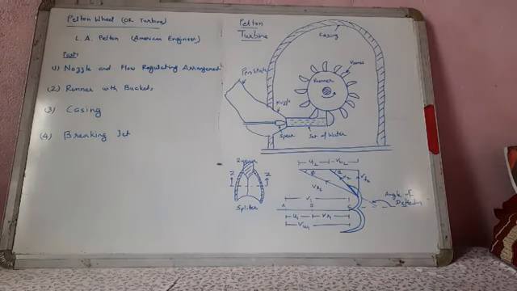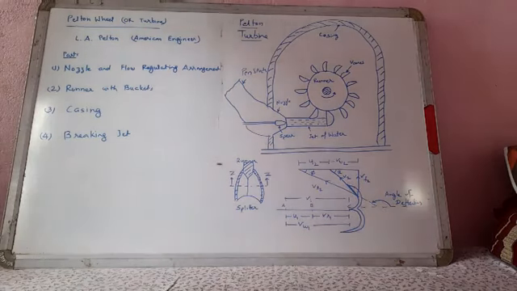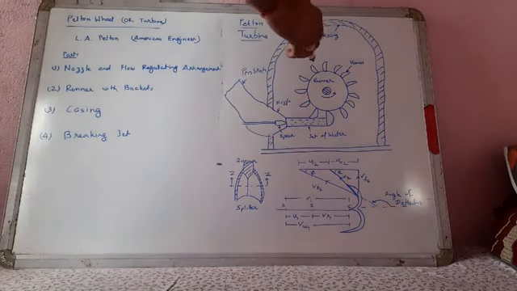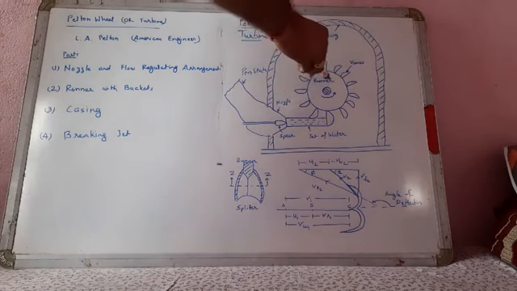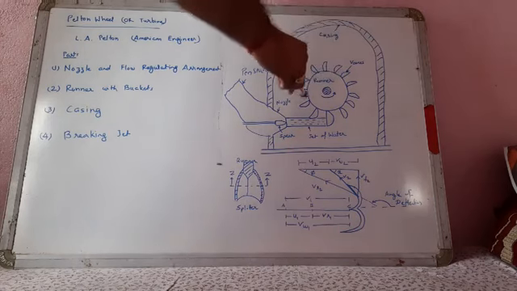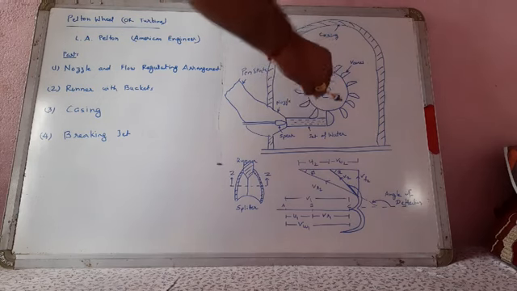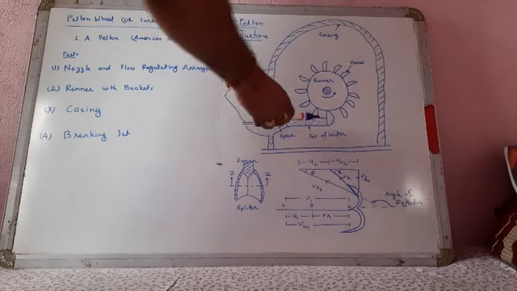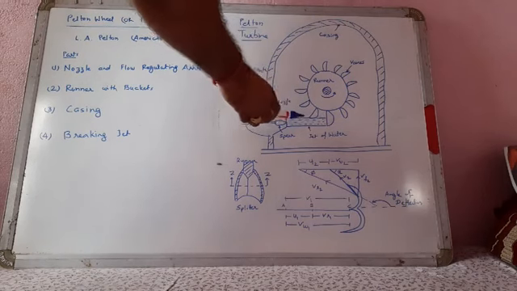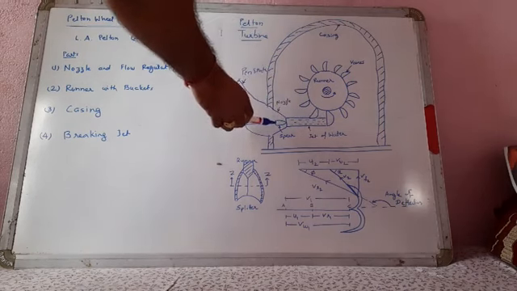Today we will study the Pelton wheel turbine. Dear students, this is the Pelton wheel turbine. Here this is the runner, and some vanes are fixed in the runner, and these vanes are in front of the jet of water, and that jet is controlled by this nozzle and spear arrangement.